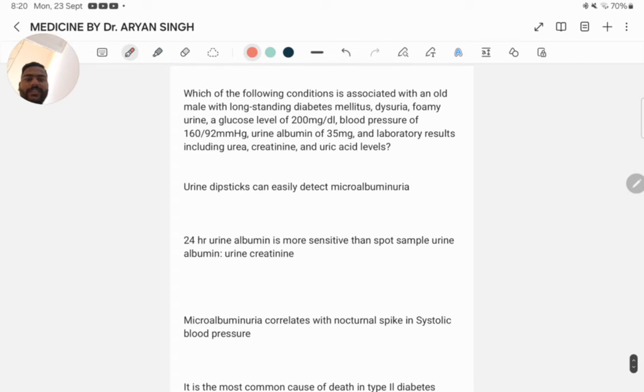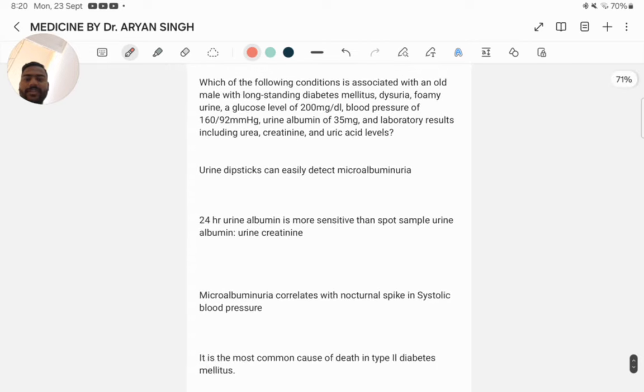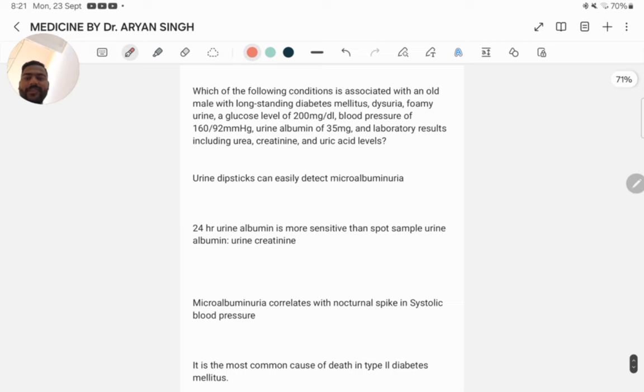Which of the following conditions is associated with an old male with long-standing diabetes mellitus, dysuria, glucose level of 200 mg/dl, blood pressure of 160/92, urine albumin of 35 mg and laboratory results including urea, creatinine and uric acid levels? Urine dipstick can easily detect macroalbuminuria. 24-hour urine albumin is more sensitive than a spot sample urine albumin, and microalbuminuria correlates with nocturnal spikes in systolic blood pressure. That is the right answer.